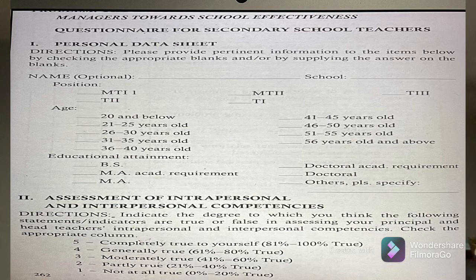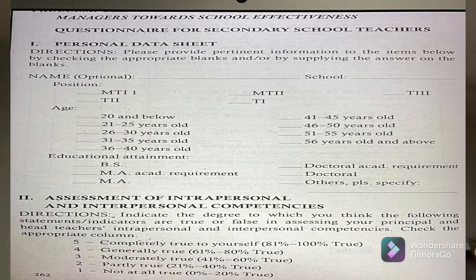Check the appropriate column. So in the columns, there is a numerical scale, and there is also a qualitative definition of the numerical score. When you give 5, it is completely true to yourself. And completely true to yourself, to make it clear, means about 81 to 100% true, making it more objective. You score 4, which is described as generally true, but to make it objective, 61% to 80% true. So it is more objective if you do that, and so on and so forth.